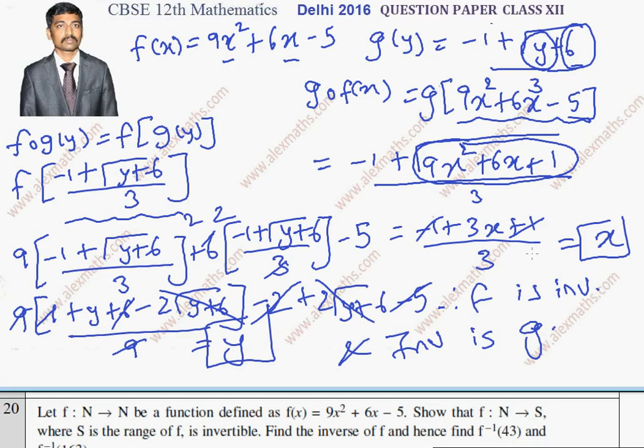Now additionally they want f inverse of 43. So f inverse is nothing but g of y, right? So we are going to substitute the value in the g of y. I'll do it here.